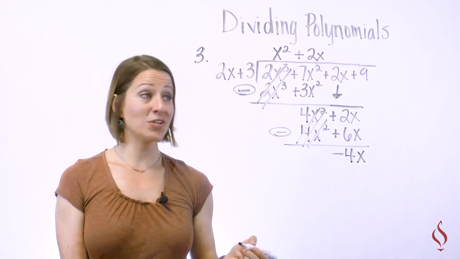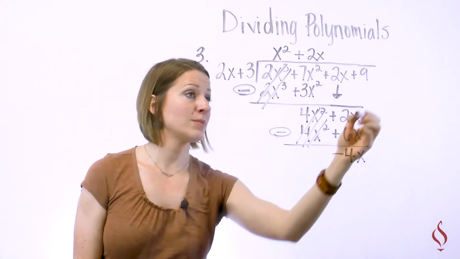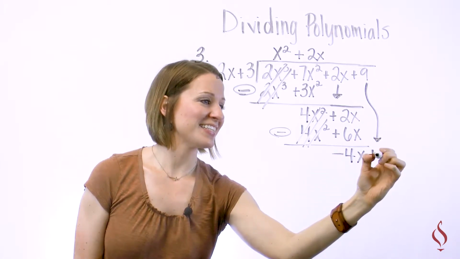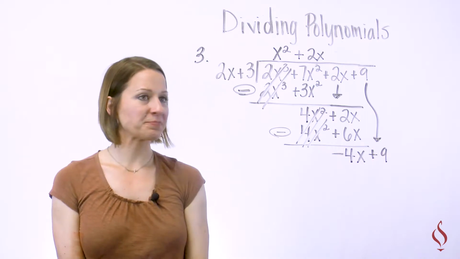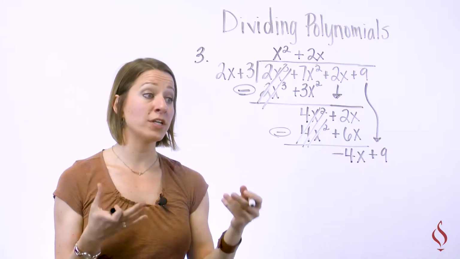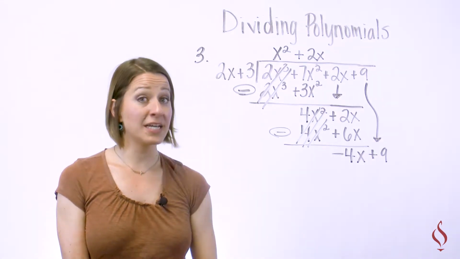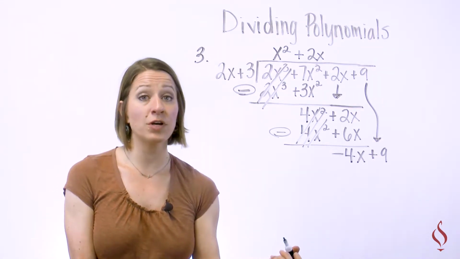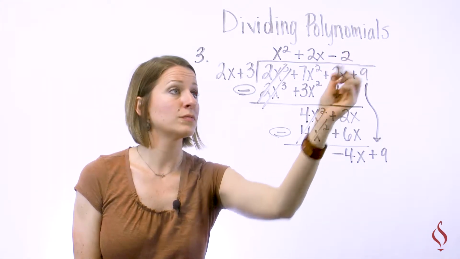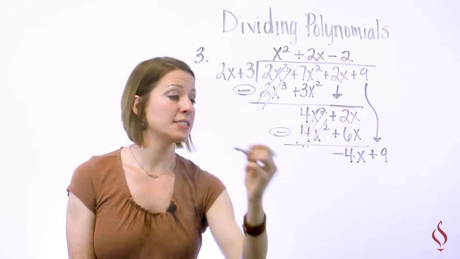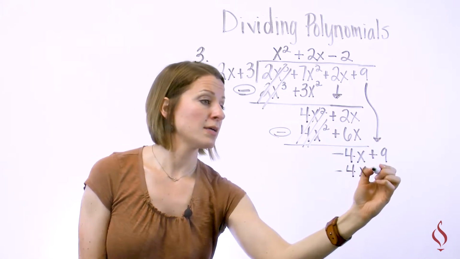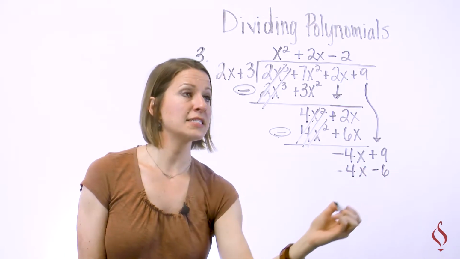All right. Almost done. We have one more number to drop down. This is going to do a little curvy line here. This is going to be a positive 9. Okay. Again, ask yourself that question. Okay, what number, when we multiply times 2x, gives you negative 4x? Okay, that would be a negative 2. We're going to multiply twice. This would be a negative 4x minus 6.